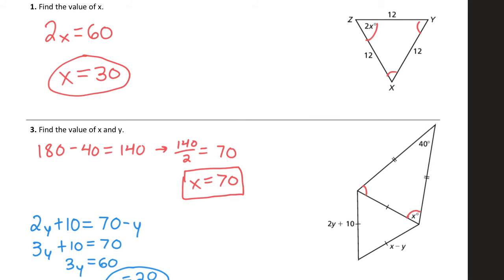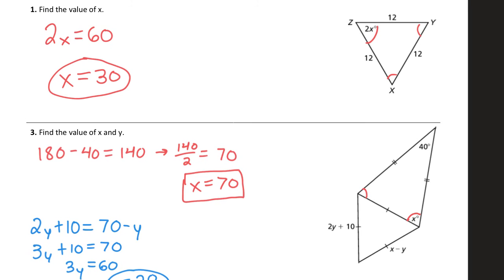Okay, so for the guided practice, in number 1, I can assume all three angles of this triangle are congruent because all three sides are congruent. So if all three sides are congruent, all three angles are congruent. If all three angles are congruent, they are all 60. That's that same idea. 180 divided equally between three angles is 60 degrees. So I set 2x equal to 60. I solve for x.